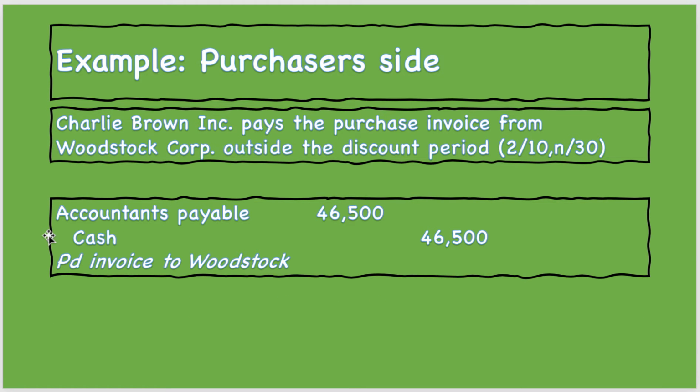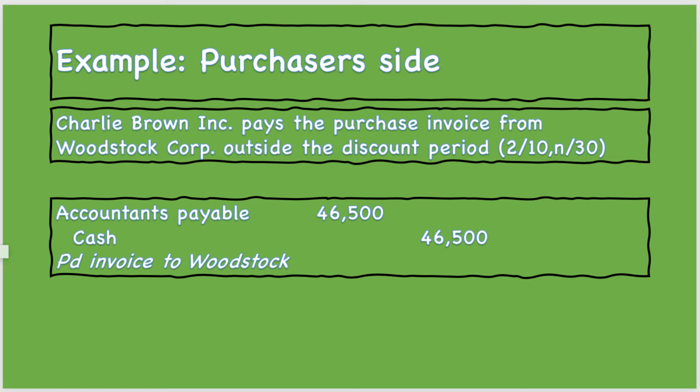Now, let's assume for a moment that Charlie Brown pays a purchase invoice from Woodstock, but it's not within that discounted period, right? We're past the 10 days, but we're within the 30 days. Let's say 30 days after the order, we say, okay, now we're going to pay Woodstock. What does that journal entry look like? Well, we debit accounts payable for $46,500. We credit cash for $46,500. And that is the purchaser side of the transactions.